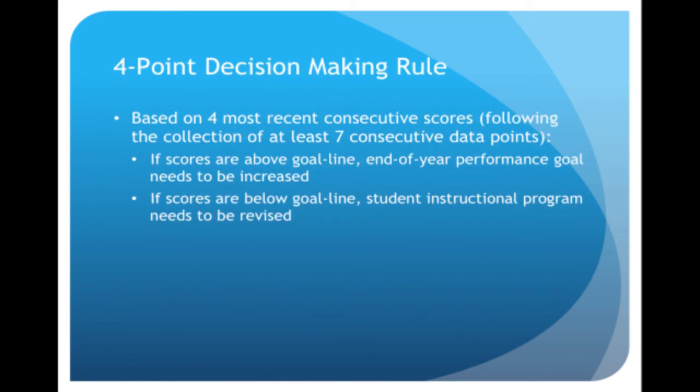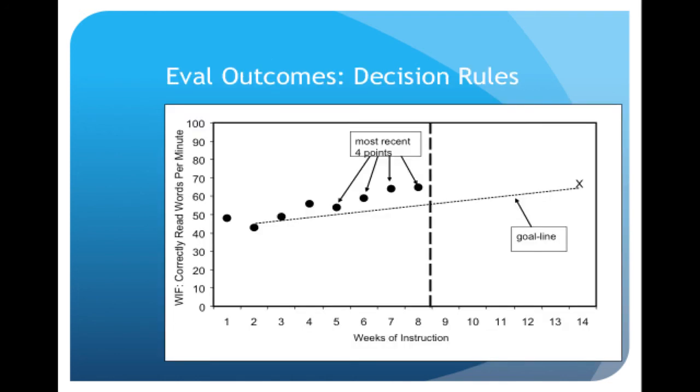The second way a decision-making rule can be applied is through a 4-point decision-making analysis. These decision rules are based on the most recent 4 consecutive scores following the collection of at least 7 data points. So, if the most recent 4 consecutive CBM scores are above the goal line, the student's end-of-year performance goal needs to be increased. If the most recent 4 consecutive CBM scores are below the goal line, the teacher needs to revise the instructional program. Look at this graph.